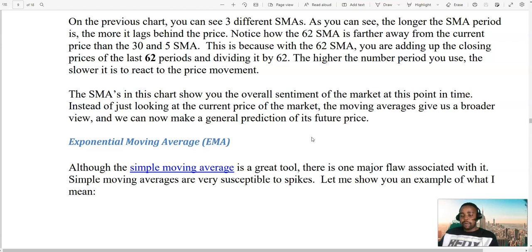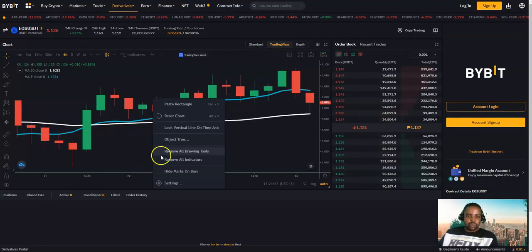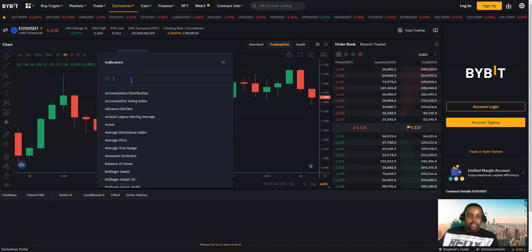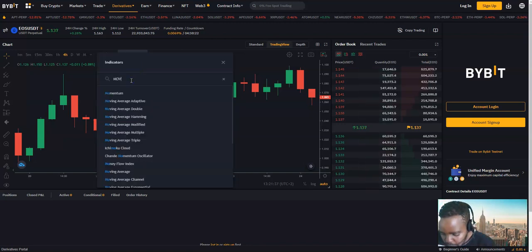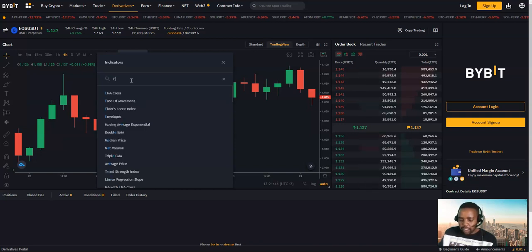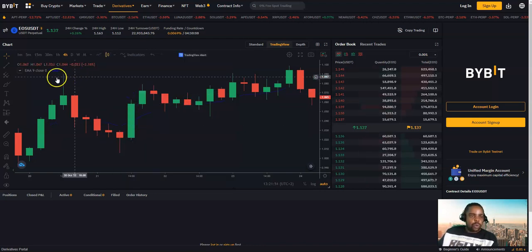And then there is another type of moving average, which is the exponential moving average. You can pick it up. Let's delete these ones, remove all drawings, remove all indicators. Okay, so let's see the exponential moving average. Go to my indicators, type it in, most of the time because it helps. Sometimes I just start with the word exponential. There it is right there, moving average exponential. It's blue.